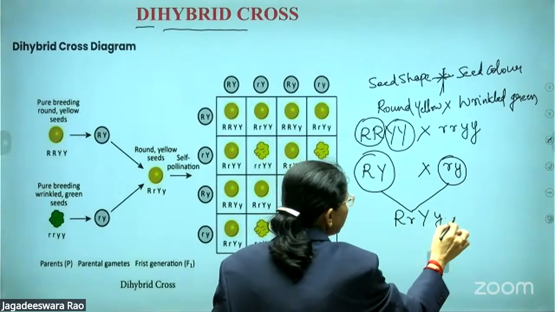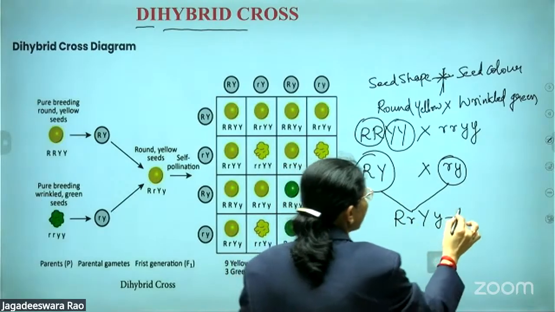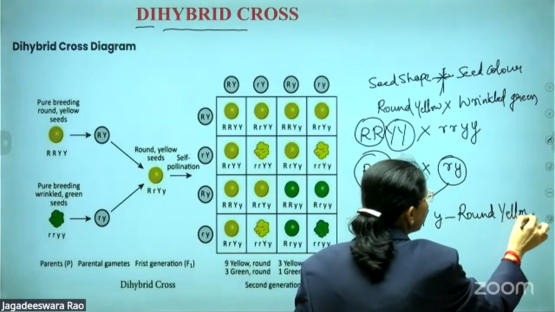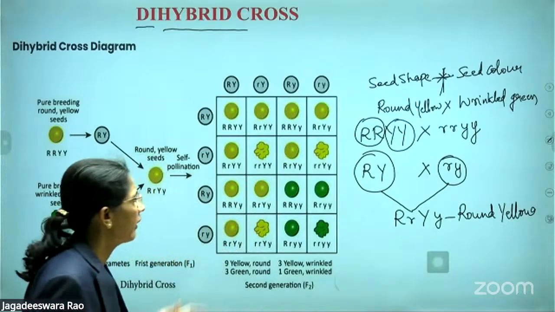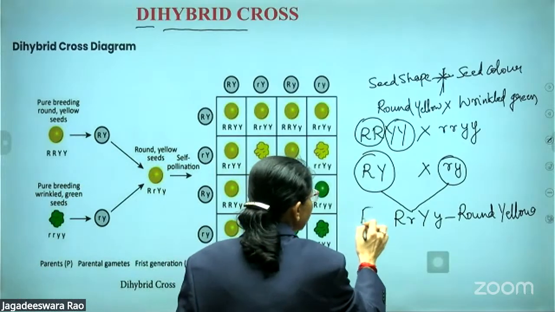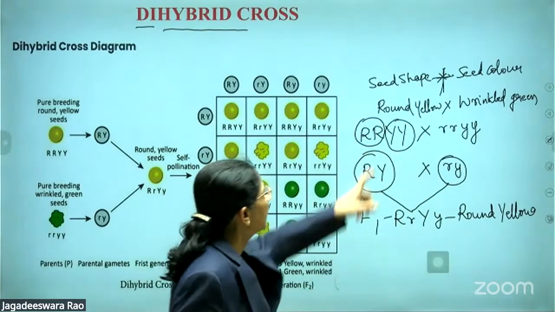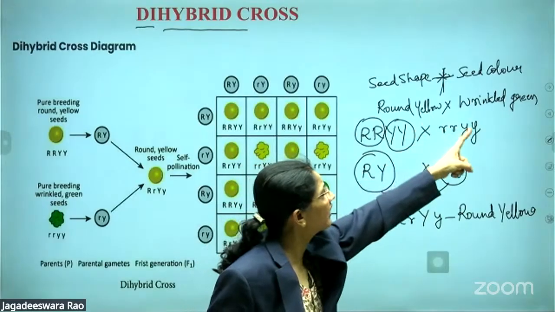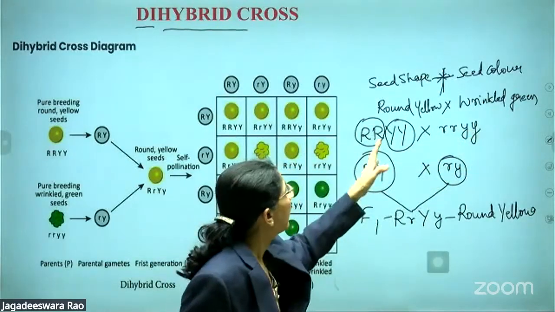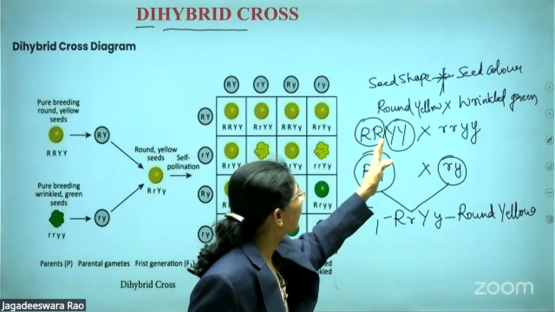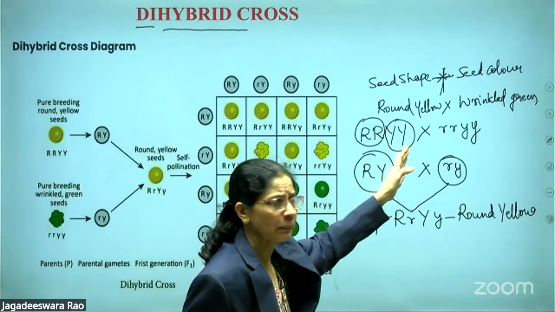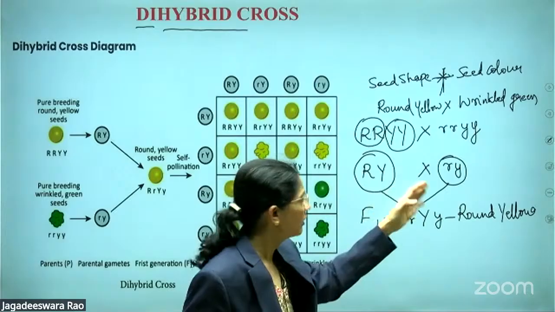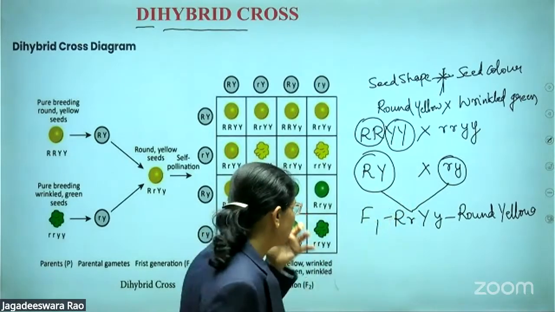Okay, here he observed all the seeds are round and yellow. This is what he has observed. Clear, children? The F1 generation. Which plants did he select? The plant having the round and yellow seed and the plant having the wrinkled and green seed. And the genotypes are capital R, capital Y, and small r, small y. These are the things you need to remember.